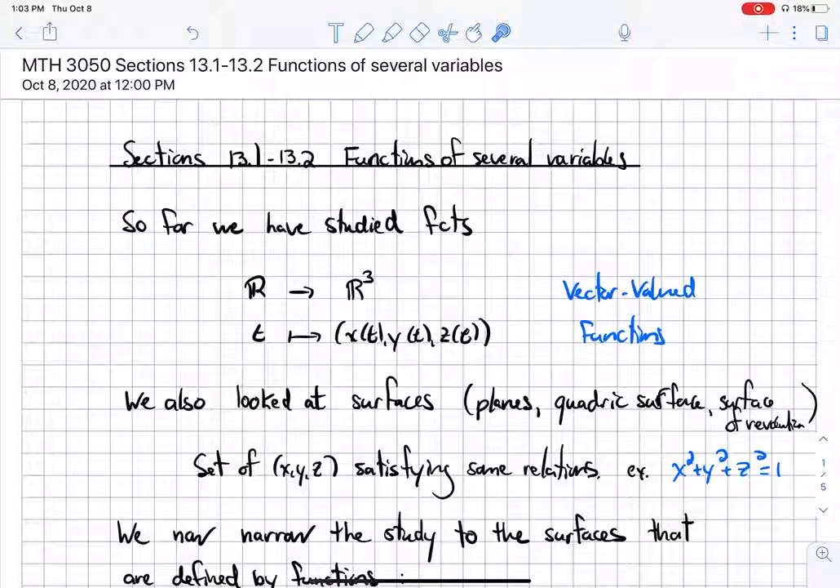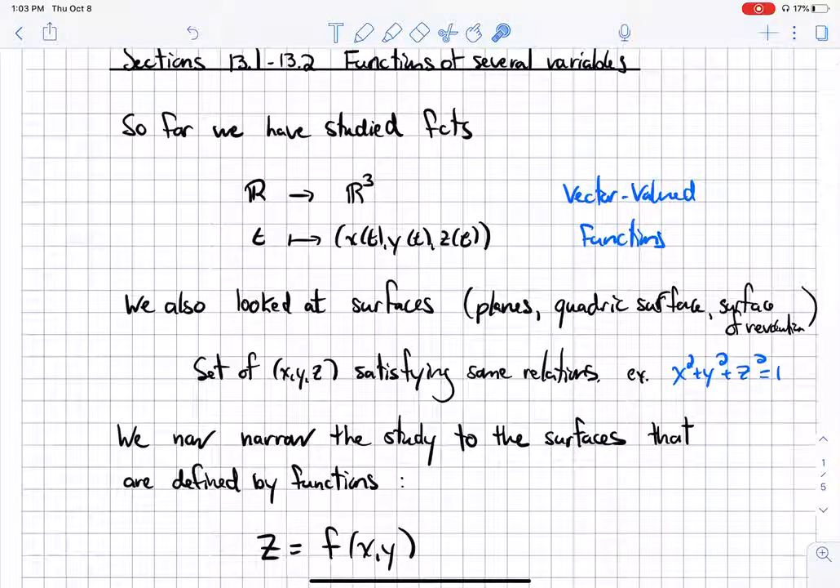In chapter 12, we looked at what we call vector valued functions, so functions from R to R3 or R2, etc. So we had one parameter t, and the output was three numbers for R3, x(t), y(t), and z(t), and that essentially described the position of a point in space. Those were vector valued functions because the output is a vector.